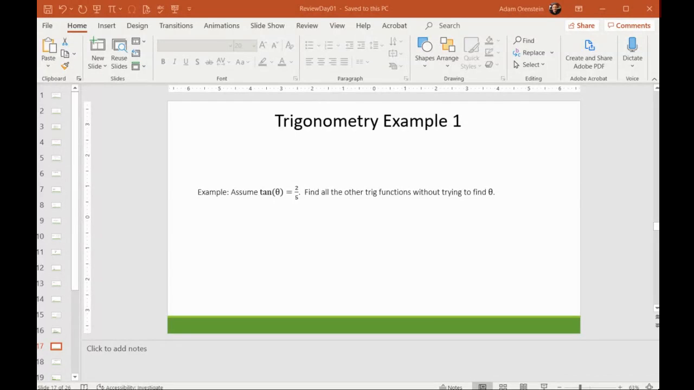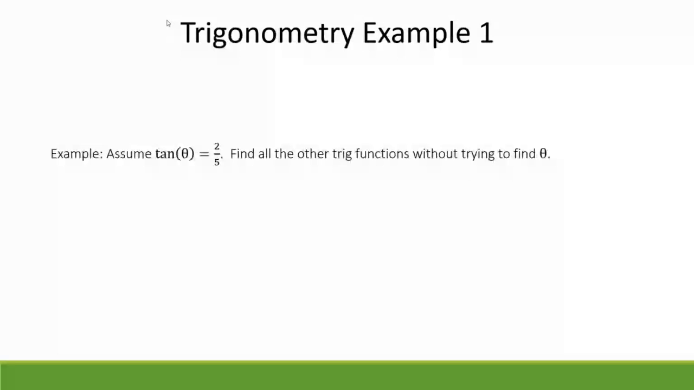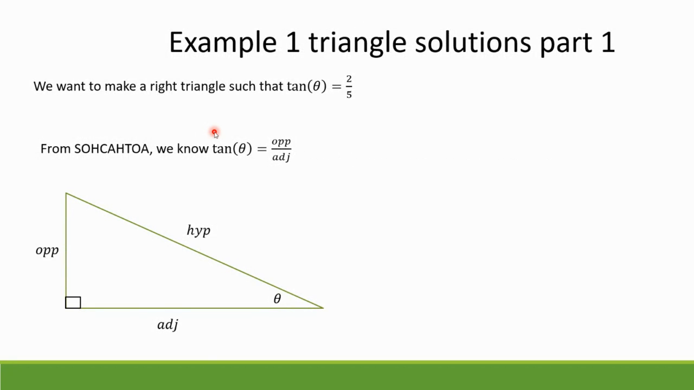Okay, so let's do that. What we first need to do is make a right triangle where this is true, where tangent of theta is 2/5. That's what we need to do first.